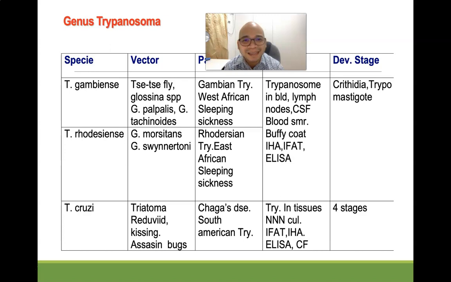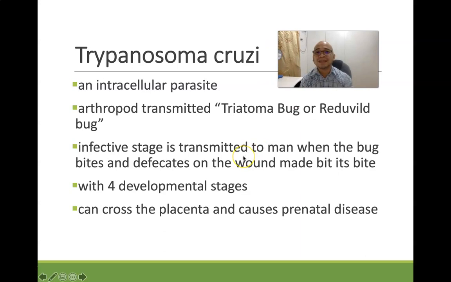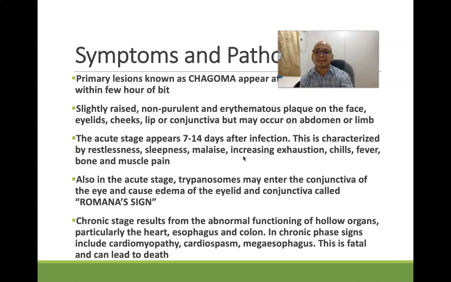Trivia: the reason why we call it the kissing bug is because they usually bite right here in front of you. But if it's assassin bug, it will usually bite your neck. It's like you are being assassinated. So that's why it's called assassin bug. Trypanosoma cruzi is an example of an intracellular parasite, transmitted by Triatoma and Reduvid bug. The infective stage is transmitted to human when the bug bites and defecates on the wound. Okay, it has 4 developmental stages and may cause placental disease.